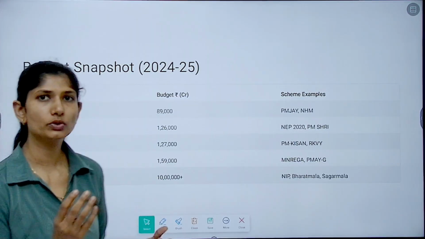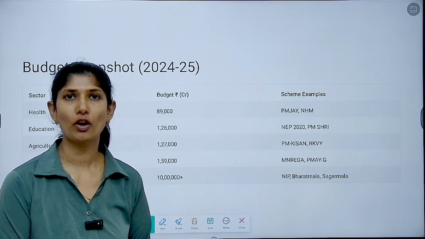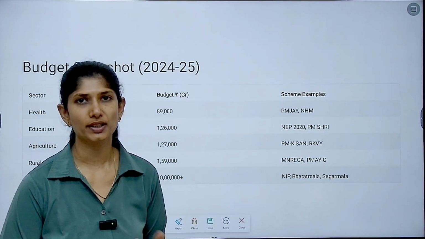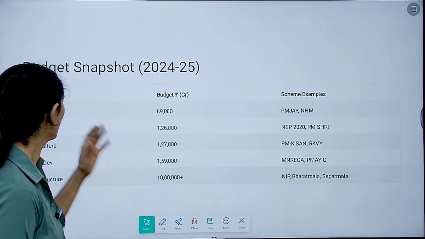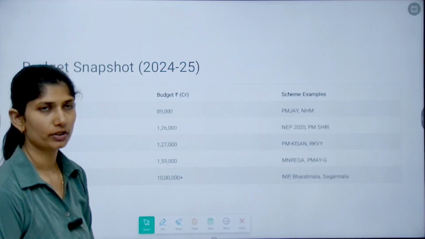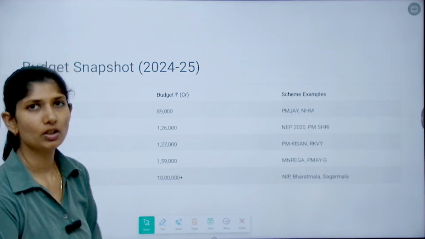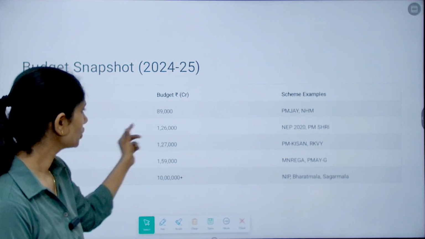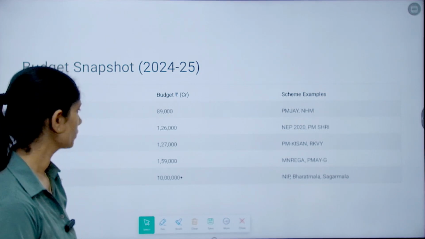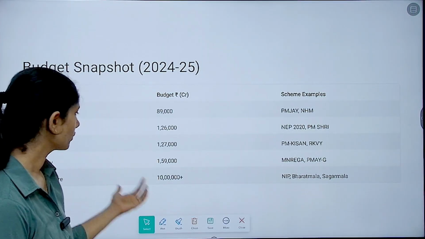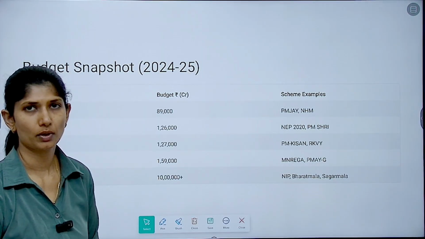If we will see how the allocation of funds is for policies from particular sections. This is from your 2024 budget, where for health 89,000 crores were allocated. For education 1,26,000 crores were allocated. Agriculture 1,27,000 crores. For your rural development 1,59,000 crores, and infrastructure was 10,000 crores and above.